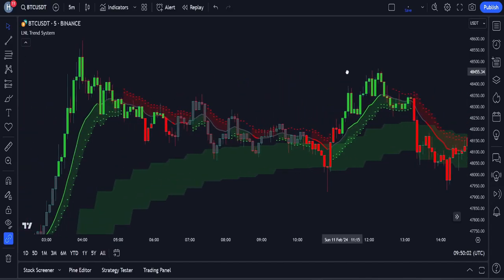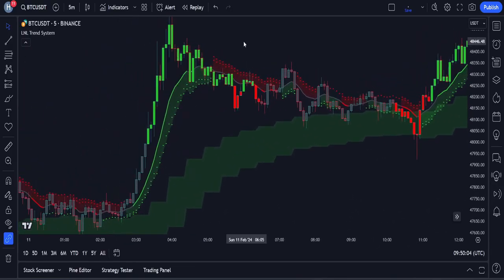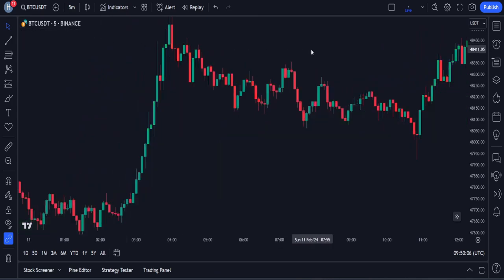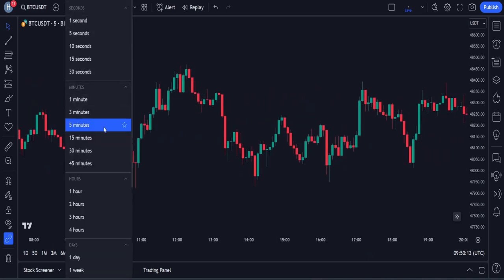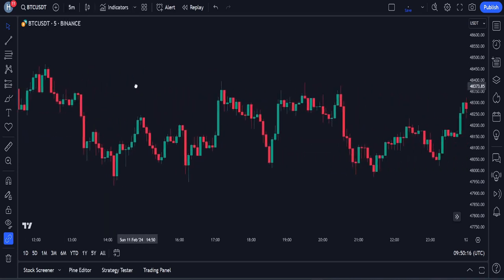As you can see, this is what this indicator looks like on the trading chart. Let's quickly remove this so I can show you how you can add this indicator on your trading charts. By the way, as I have said earlier, this indicator is good for scalping trading and day trading, so make sure you keep that in mind.